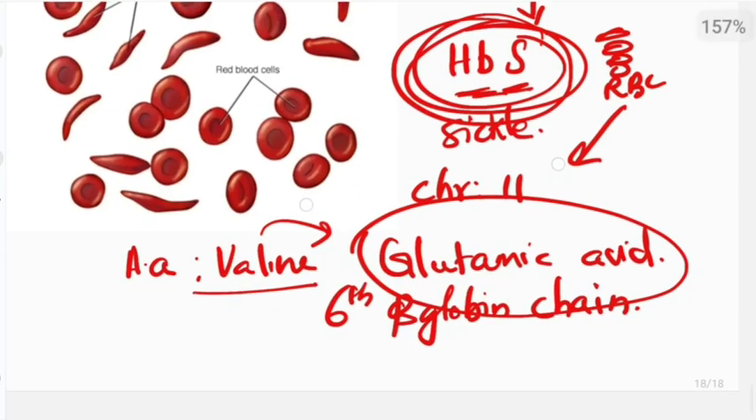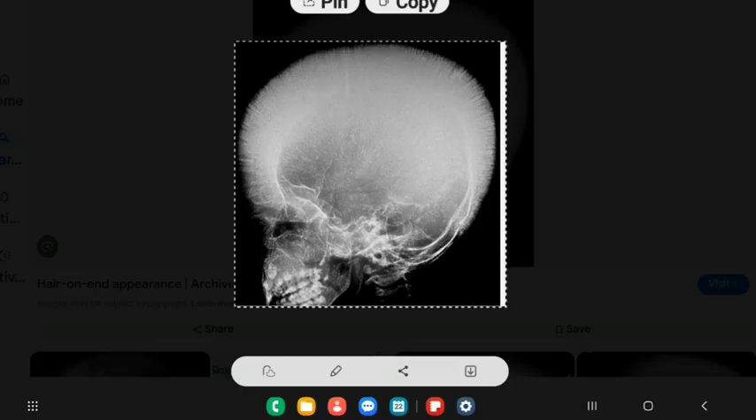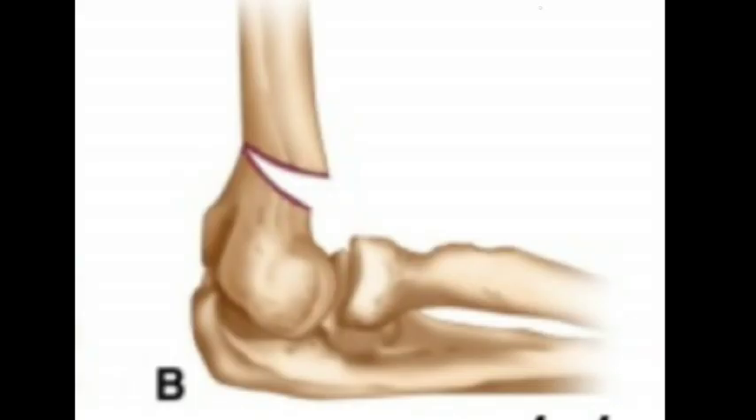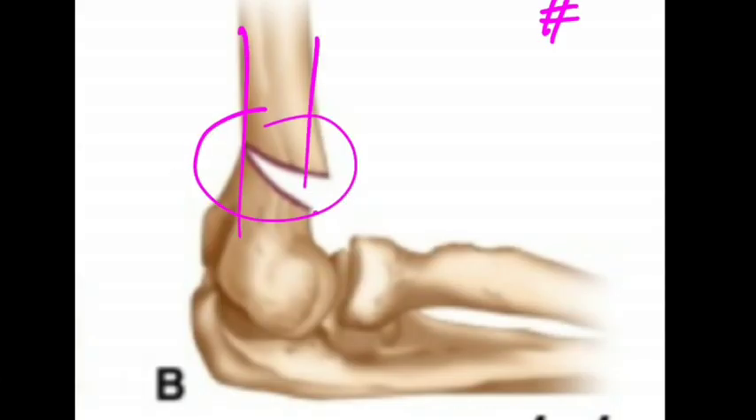What is the radiological finding that you see in sickle cell disease, guys? Yes, you see the hair on end appearance. You guys can appreciate this is hair on end appearance, right? Now can you tell me what fracture this is? Yes, this is a supracondylar fracture, meaning it is a fracture of the lower end of the humerus.